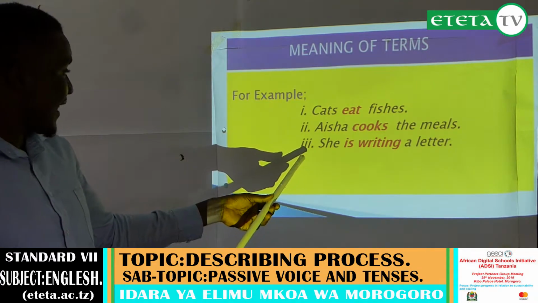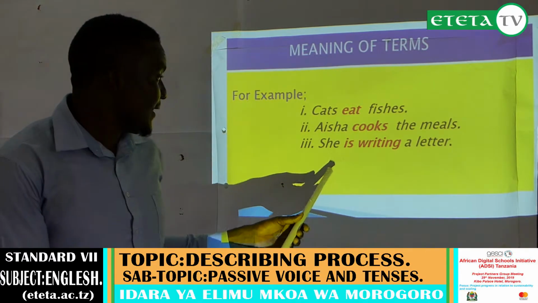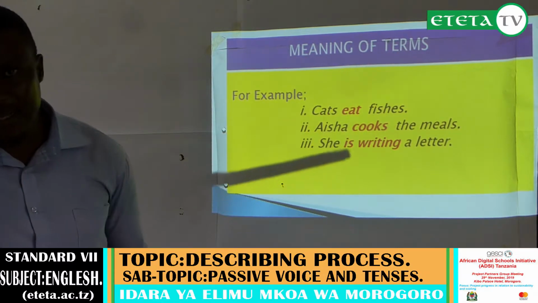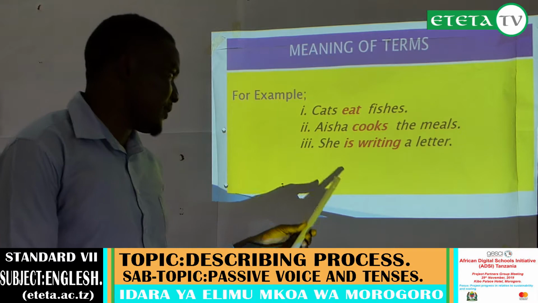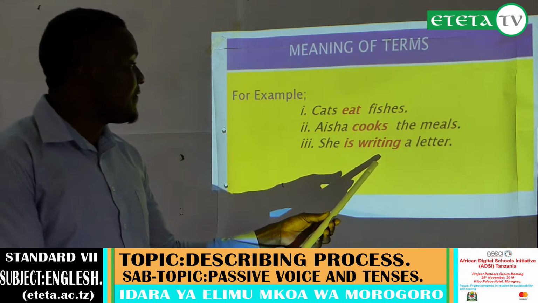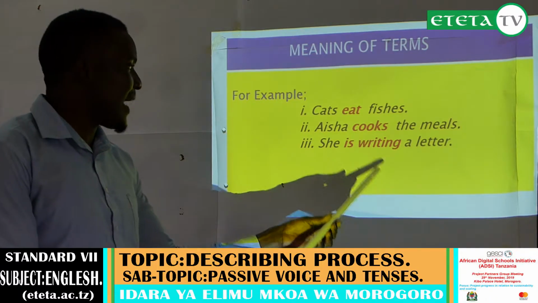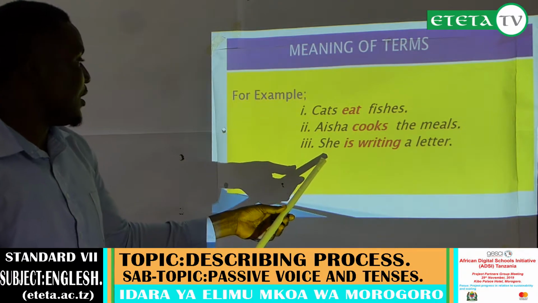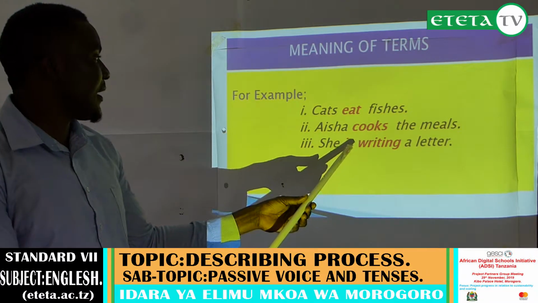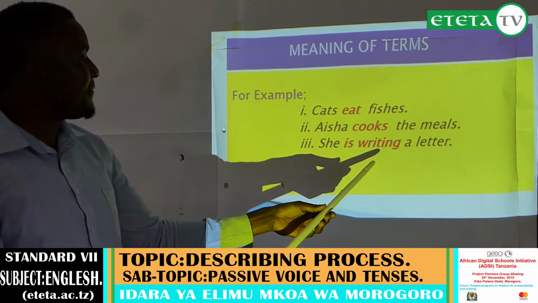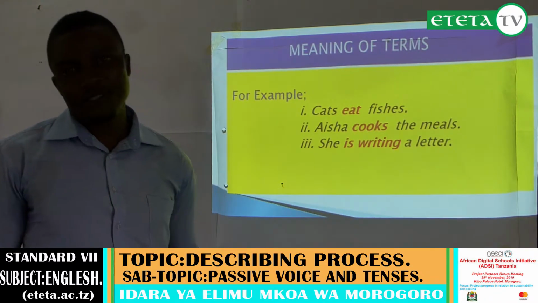Then the third example is: she is writing a letter. We have the subject she, the helping verb is, and the main verb in ing form, writing. And the last is a letter. So she is the subject, is is a helping verb, and writing is a main verb in ing form. Then the last is an objective.